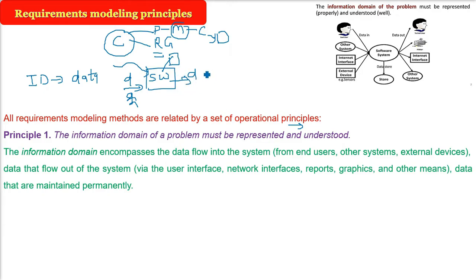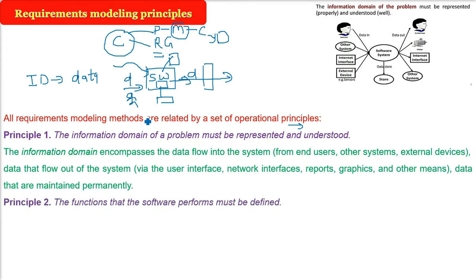What about the data which is coming out? This can be through some user interface, where you want to show some graphics. There may be some network interfaces. You may want to show it in the form of reports. There is also data which is placed permanently and maintained permanently. So this is the information domain we are talking about.